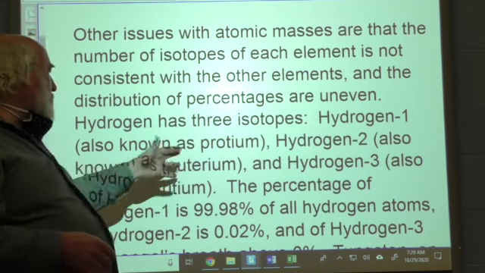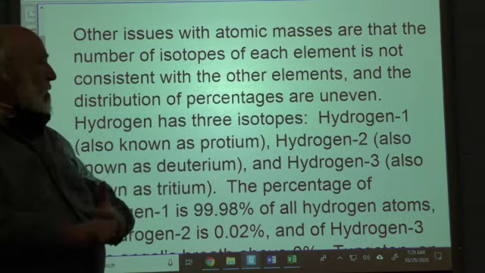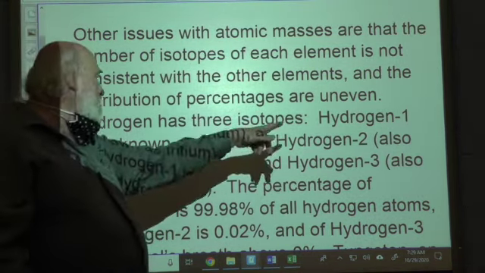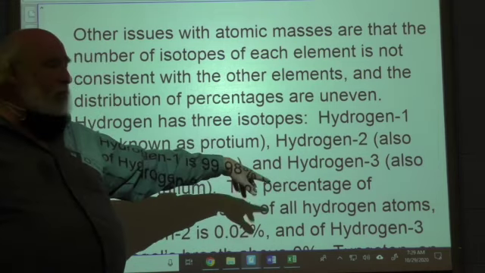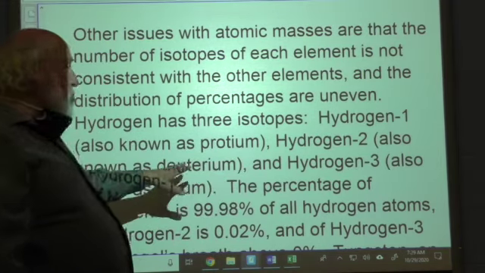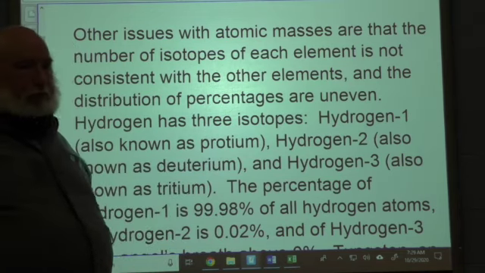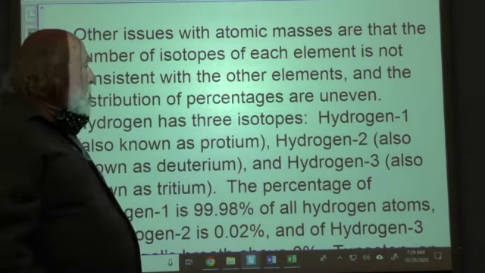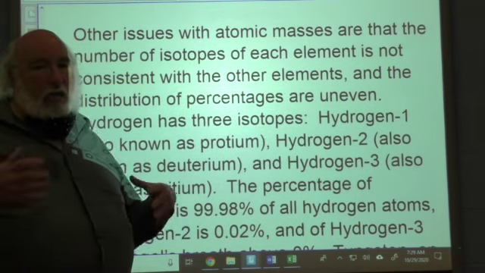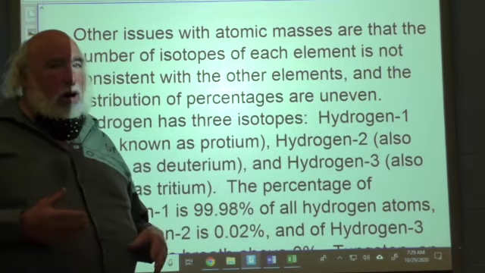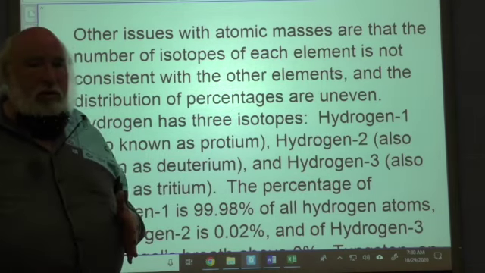So hydrogen here is a good example. We have three isotopes of hydrogen. Hydrogen 1, which we also call protium. Hydrogen 2, which we call deuterium. And hydrogen 3, which we call tritium. Now, their percentages of occurrence are not evenly split.